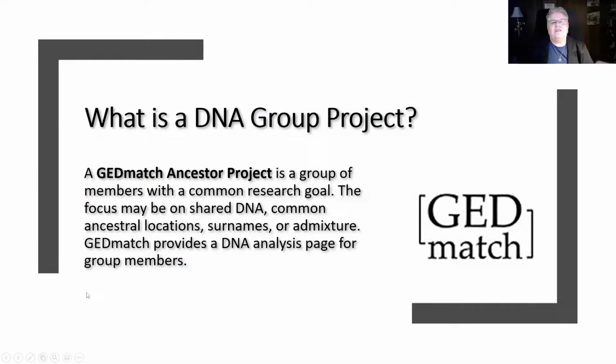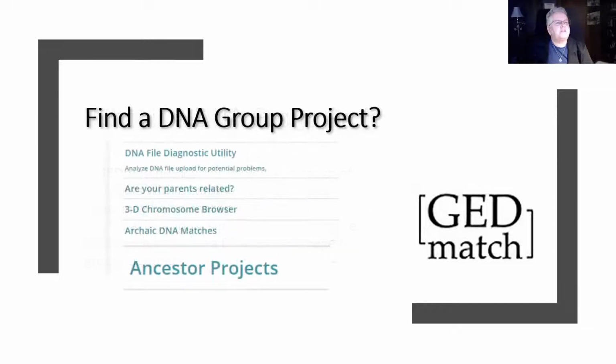At GenMatch, they call their DNA group projects GenMatch Ancestor Projects, and they're basically the same. It's a group of members with a common research goal: surnames, locations. They add admixture or origins information into that, and you can also do analysis there at GenMatch with other members of the project.